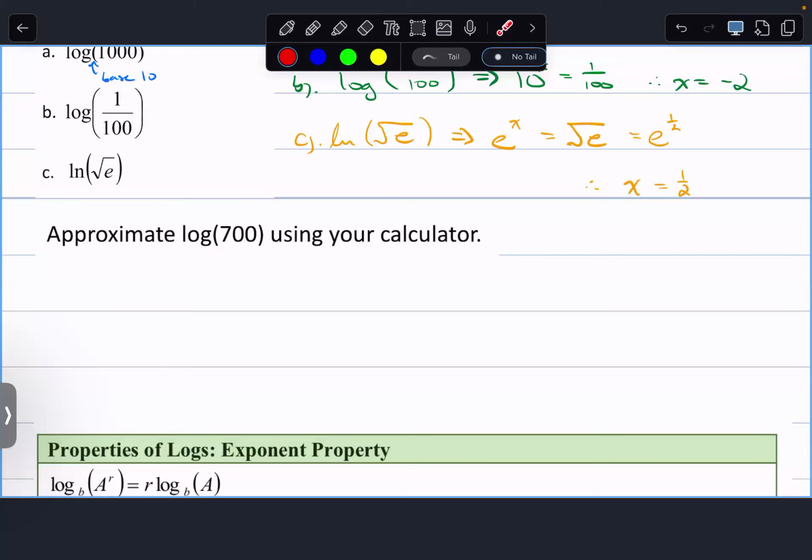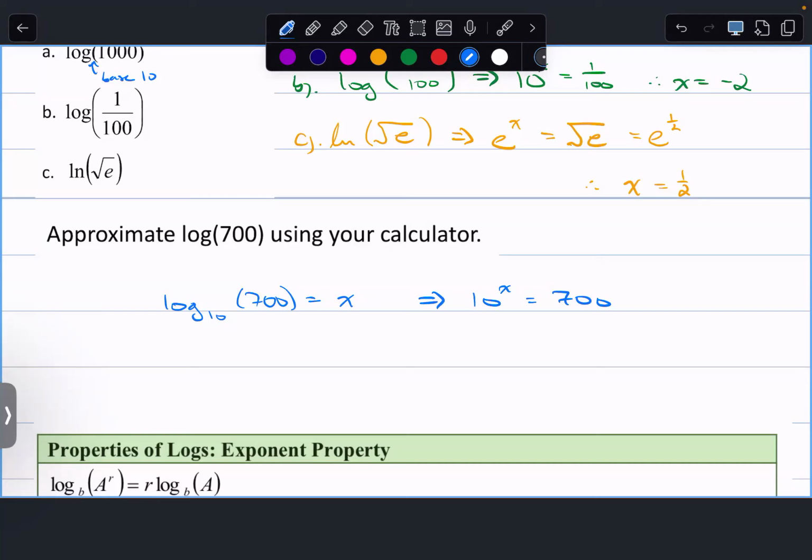So you could just do it, right? But what are you saying? You're saying that the log base 10 of 700 is equal to x. Rewrite this as 10 to the power of x is equal to 700. Couple of ways that you could do it, right?